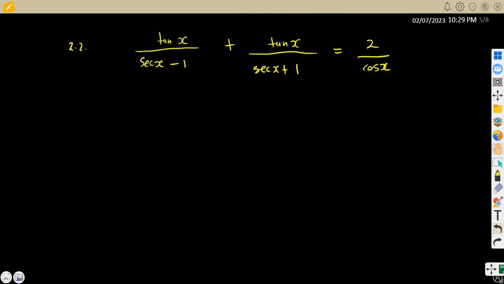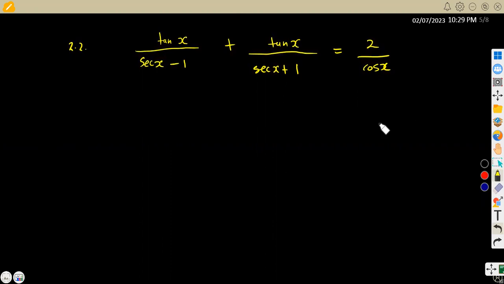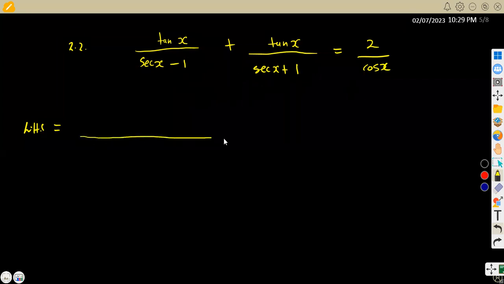Remember, if you are to prove an identity, you are supposed to choose the side to work from. In this case, I'm going to work from the left-hand side, where I am given something complicated. I'm going to add these because I've got sec x minus 1 and sec x plus 1. So let's combine and find the LCM, which is going to be sec x minus 1 into sec x plus 1.